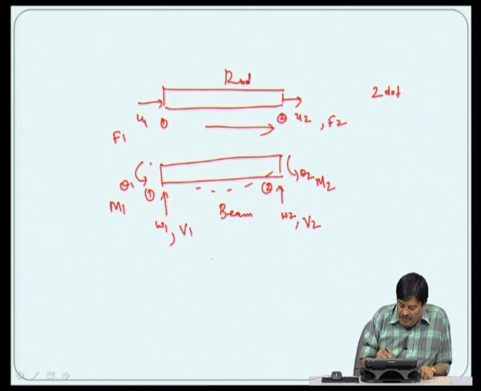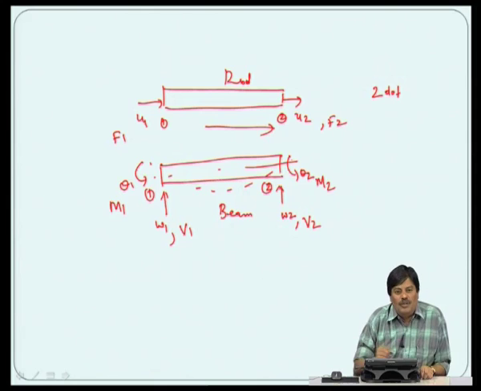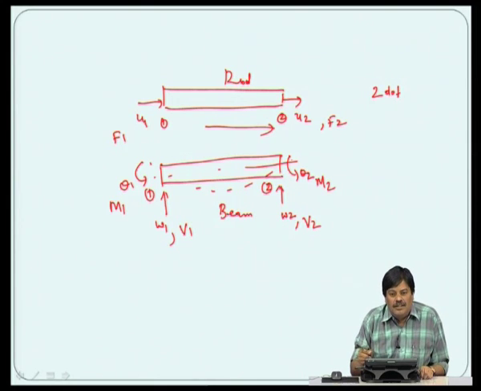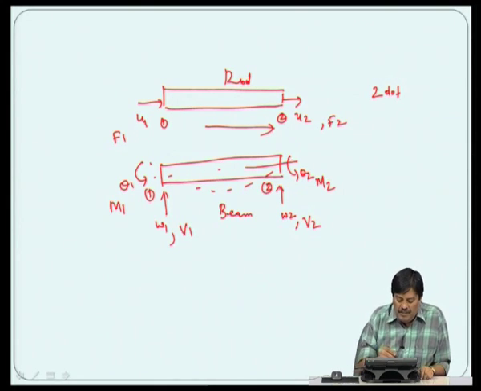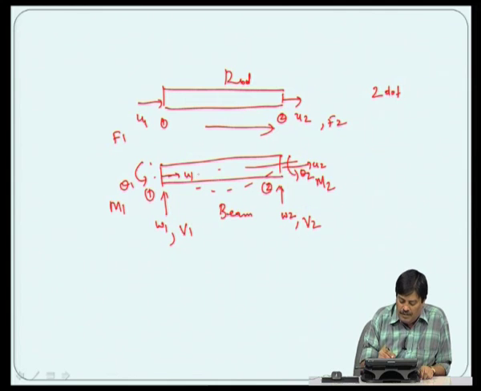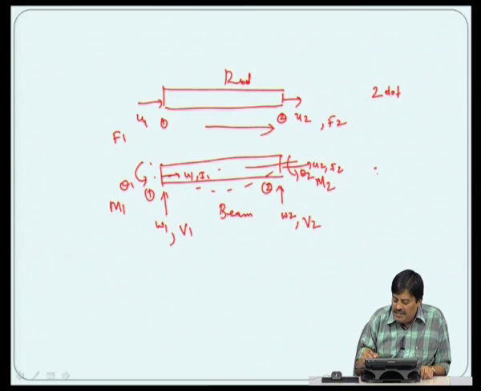And as I said, if it is a composite beam, the midplane does not coincide with the neutral plane. That means there will be an additional component U1, U2, F1, F2. So, it is basically a combination of both rod and beam. So, each node will have 3 degrees of freedom, and this will have 6 DOF per element.